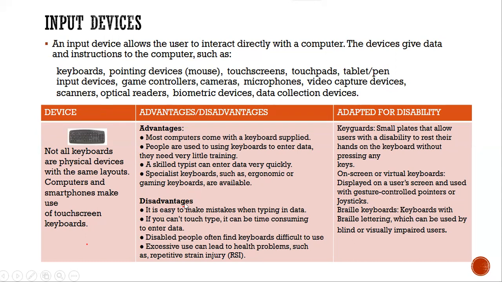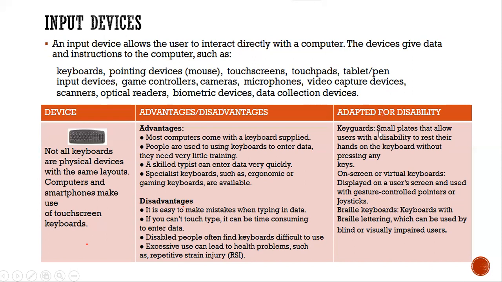Disadvantages, that depends on the keyboard. It is easy to make mistakes when typing in data. If you're looking at your smartphone keyboards or keypads, they are smaller. They're prone to more mistakes than your full keyboard. If you can't touch type, then typing becomes time consuming. Disabled people often find keyboards difficult to use. Excessive use can lead to health problems such as repetitive strain injury, RSI.